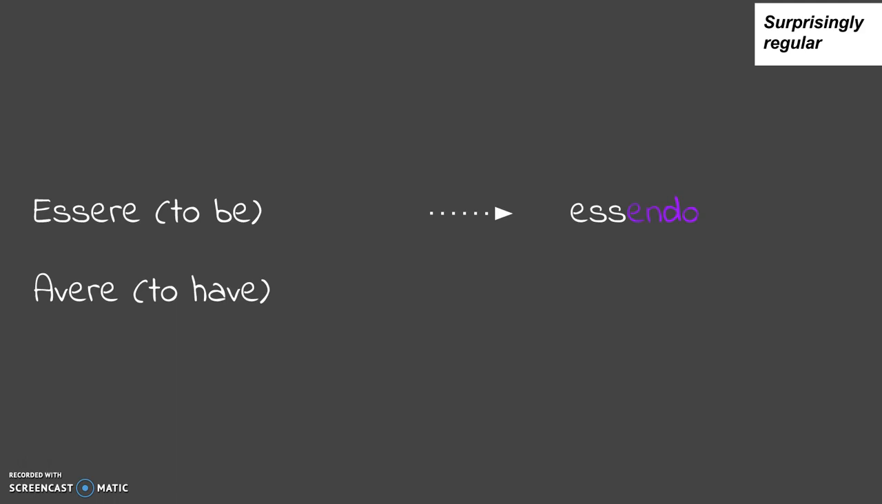So as is the case with every new tense or mood that you learn to use in Italian, we need to look at some irregular forms. So surprisingly, in the gerundio, essere and avere, our two most common irregular forms in other tenses, are actually regular in this case. So essere simply becomes essendo, and avere becomes avendo.